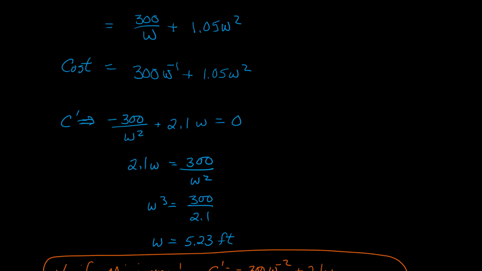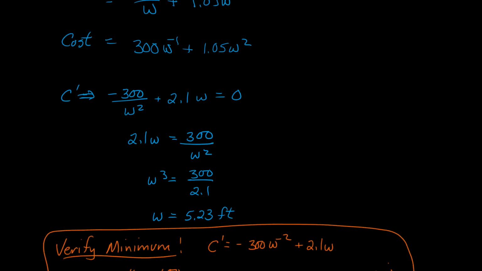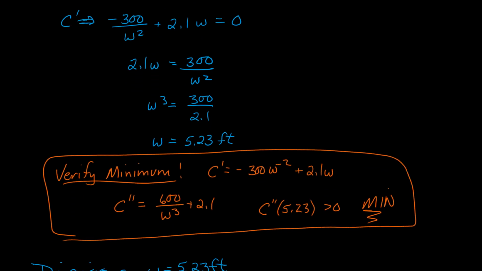Setting these equal to 0, I'm going to move the negative 300 over W squared to the right side. I'll multiply both sides by W squared and divide both sides by 2.1. This gives me then W cubed equals 300 over 2.1. When you work this out, this works out to be 5.23 feet. So the width is 5.23 feet.